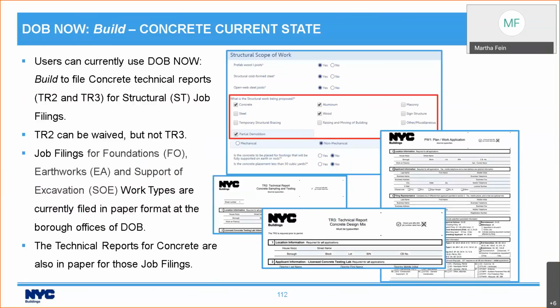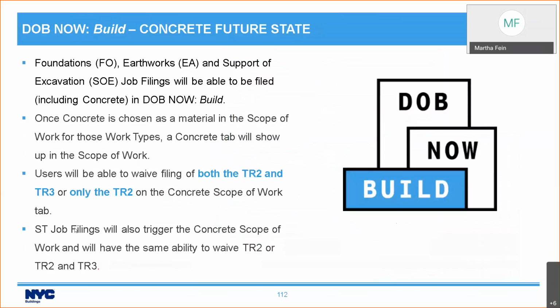Job filings for foundations, earthworks, and supportive excavation are currently filed in paper format at the borough offices. And you are currently submitting technical reports for concrete in paper. So this is all moving to DOB Now Build. There is also an update to what you must enter. You now have the ability to waive both the TR2 and the TR3, or only the TR2 on the concrete scope of work tab, and I'll get into how that works. Structural job filings are going to have that same ability.